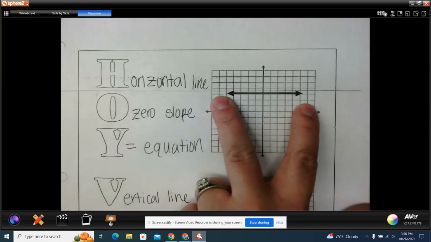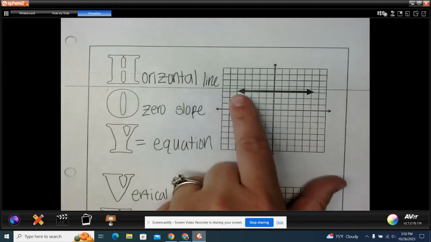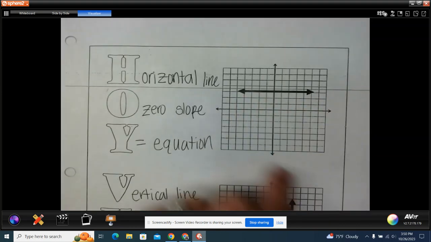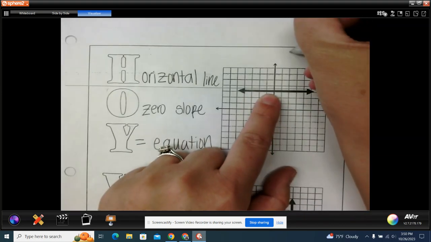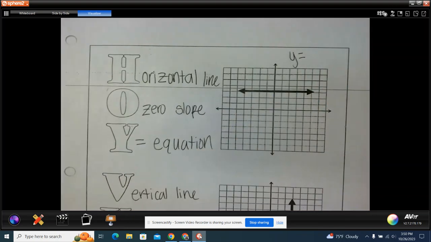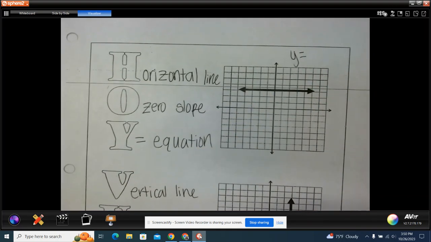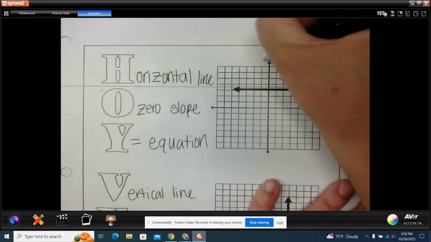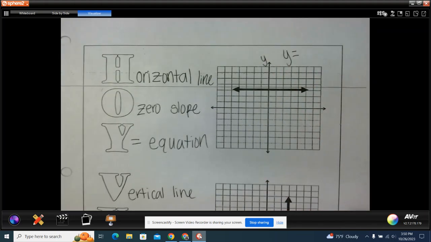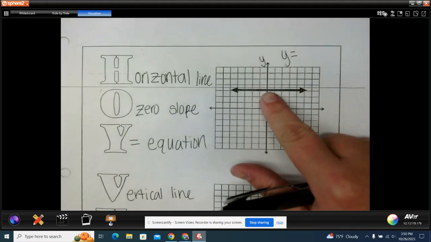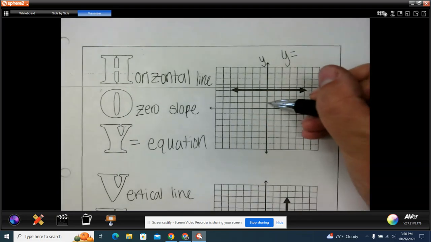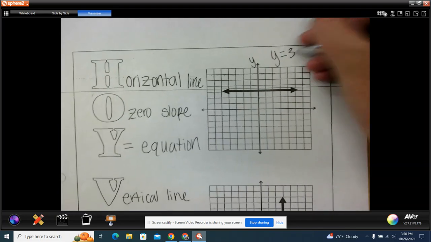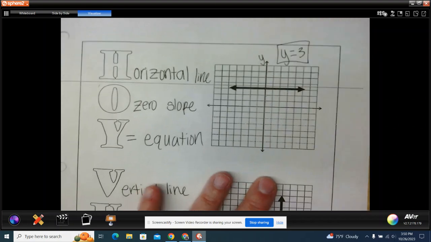So here is our line. This is a horizontal line. Okay, so it's going to be a y equals equation. So a way to help us also identify when it's horizontal and vertical is it's going to cross through the y-axis. So that's how we know it'll be a y equals. And then we count it from the origin, 1, 2, 3. So our equation is y equals 3.